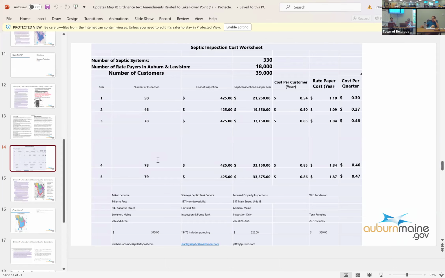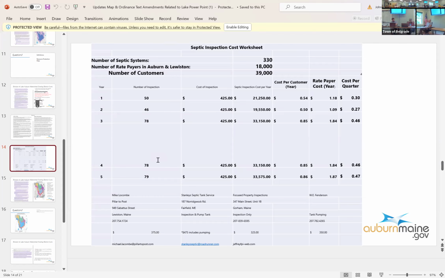So just some information: the first year we'll do 50, and it's going to cost about $21,000. This is the whole watershed now, not just the shoreline zone. And then we're going to put the burden of the cost on the ratepayers. So for the first year, their bill would go up $1.18. So it's a pretty small payment. The $20,000 plus is for all the inspections.